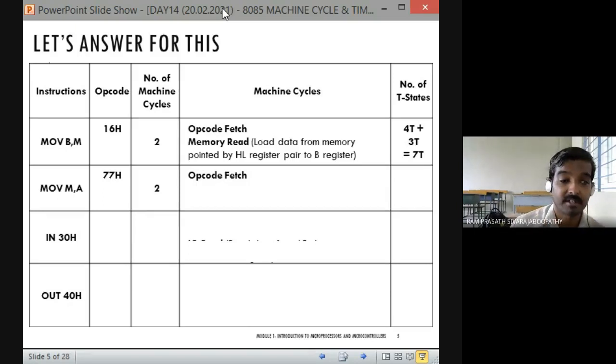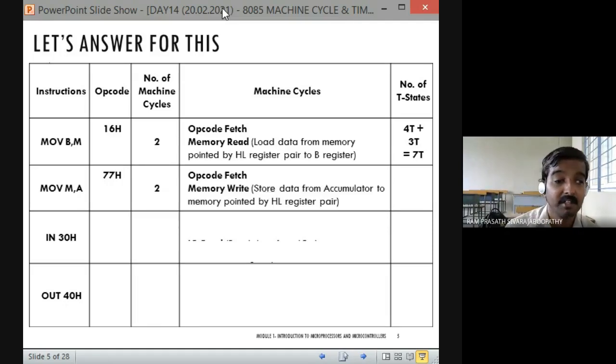So after opcode fetch and decoding 77, what do we know? The accumulator content has to be written on memory. So memory write cycle. Fine. So here also it takes 4 plus 3, 7 T states.